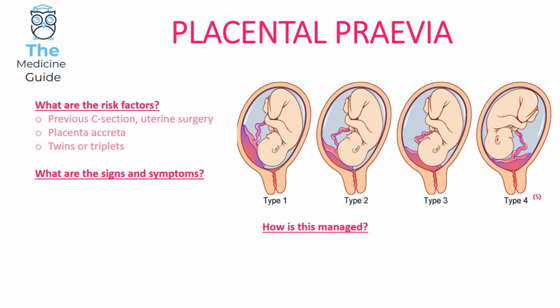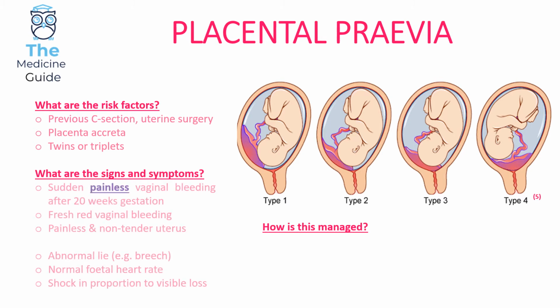Other risk factors involve placenta accreta. This is when the placenta is invading the myometrium and becomes inseparable from the uterine wall. Other risk factors involve twins or triplets, because in this scenario there will be multiple placentas developing alongside the babies, so there's a greater risk that any one of those multiple placentas could overlie the internal cervical os and therefore lead to a placenta previa.